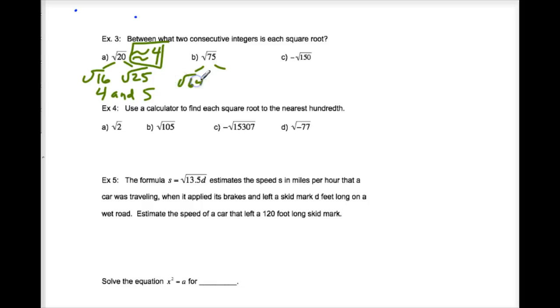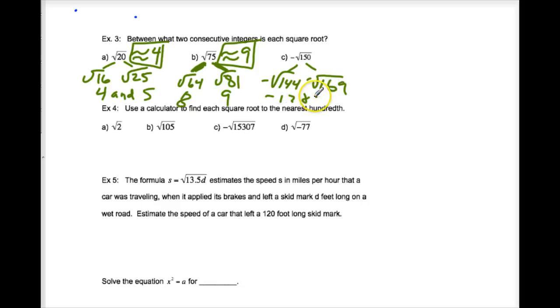64 and 81, good job. If you know your perfect squares, that'd be 8 and 9. Which one is it closer to? Well, look, it's 6 away from here, and it's 11 away from there. So the square root would be about 9. Negative square root of 144 and negative square root of 169, which is negative 12 and negative 13. It's 6 away, and so it's clearly closer to negative 12. I'm going to write negative 14. Brain not thinking.